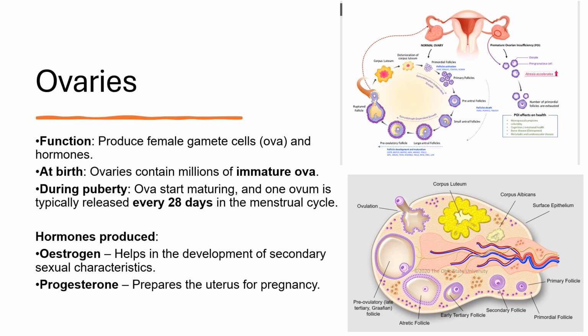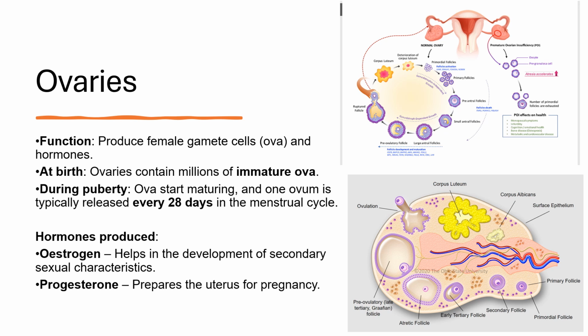So these ova start maturing once a girl attains puberty, and then one ovum is typically released every 28 days in the menstrual cycle. So that's what happens in the menstrual cycle. One ovum is typically released, and it happens typically every 28 days.